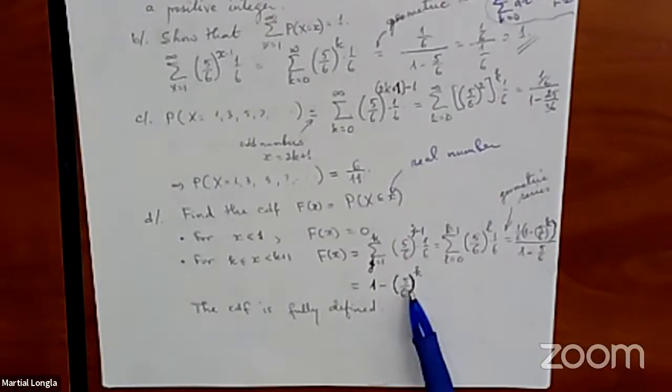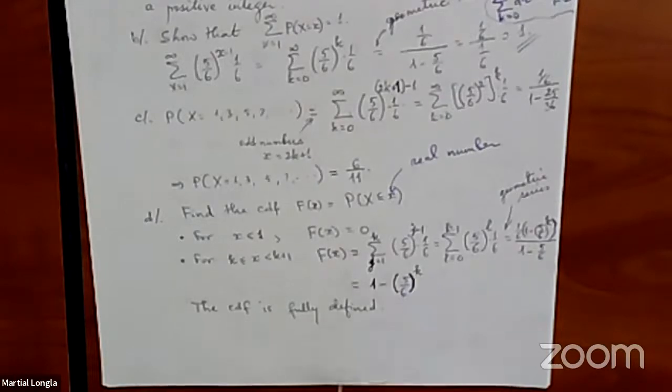Then you just tell me that you plug in x here and add it up to x and you get 1 minus 5/6 to the power x. That's completely wrong, because x could be 1.5, 2.3, e, pi. No, that would be wrong. You are adding up to the integer that is below x, not up to x.